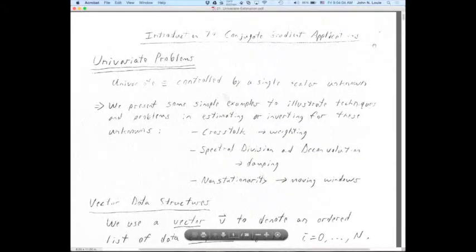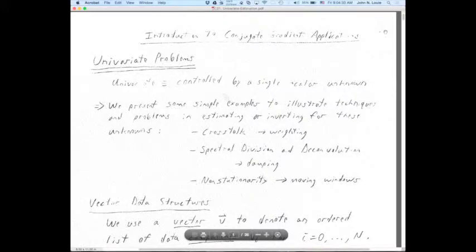And from the old format of the class, this section starts at the old overheads page number 106 at the upper right of the overheads. And that's in PDF number 21 now, posted on the website. So we're going to go through what PVI has on conjugate gradient applications.